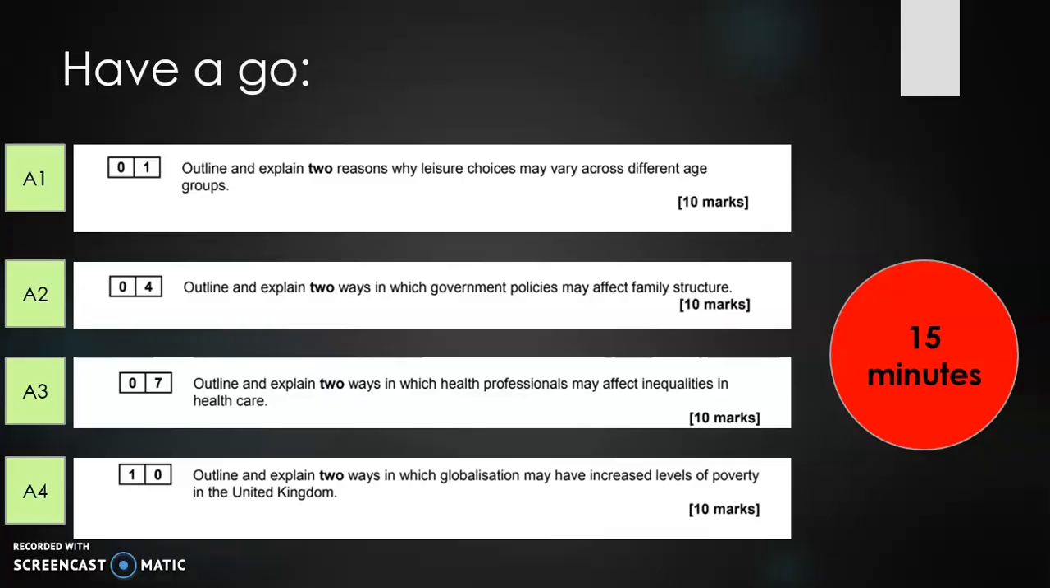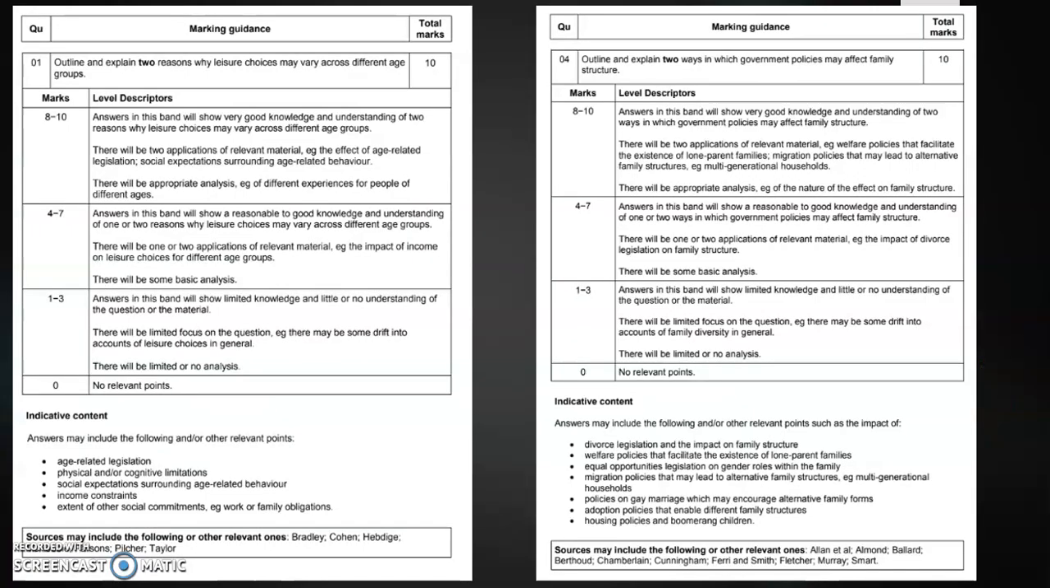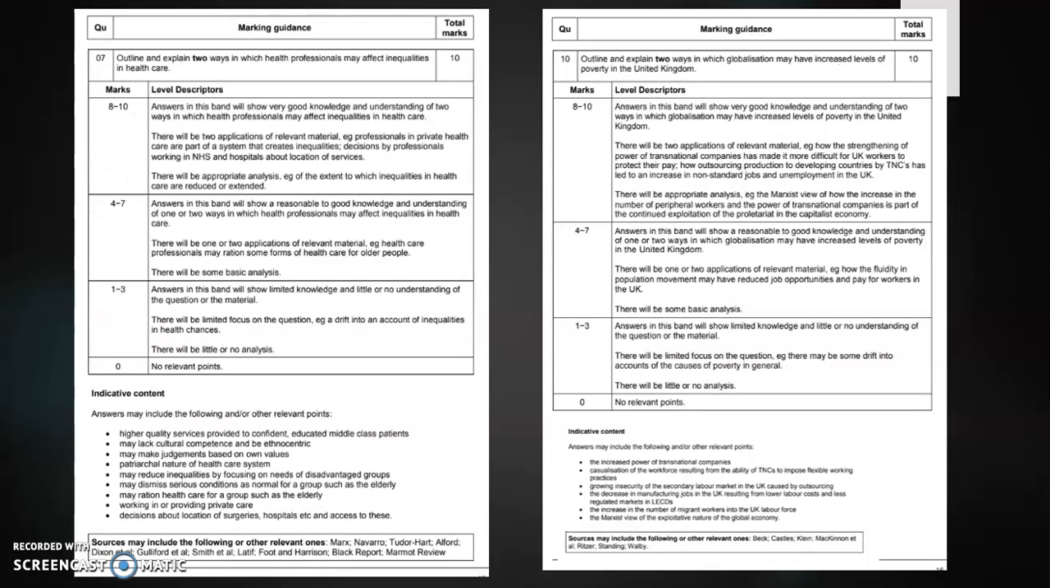So here are the mark schemes. So if you did question 1, there's the mark scheme for it, so have a look. And if you did question 4, there's the mark scheme for sections A1 and A2. Here's the mark schemes for topics A3 and A4. So check those out. If you cannot see them, check out the links below. I have popped it in the comments in the info below.